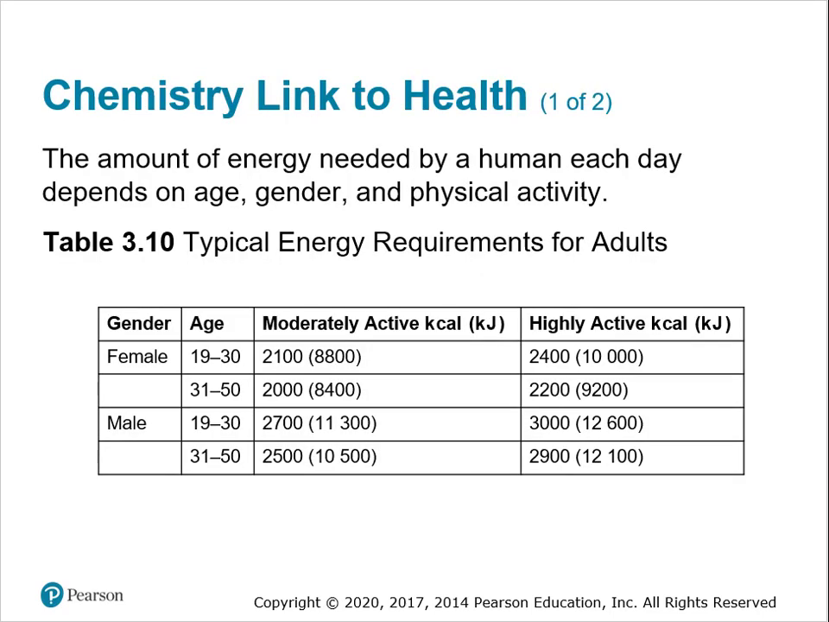Here is our chemistry link to health. The amount of energy needed by a human each day depends on age, gender, and physical activity. The typical energy requirements for adults are as follows. Females from 19 to 30 need more calories if they are moderately active compared to older females, and if they're highly active, they need even more calories. Look at men from 19 to 30. They need 2,700 calories. Men 31 to 50 need 2,500 calories. If they're highly active, you can see that they need more calories.